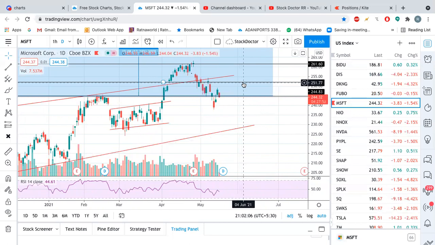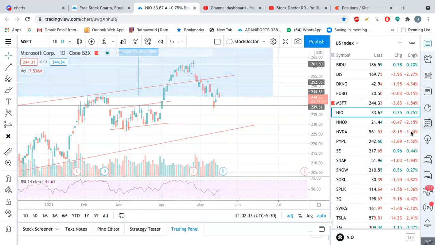So right now for me it's a no trade in Microsoft, but yes, these are the support levels. 245 is the support and 252 is the next resistance. And if it starts closing below 244, then definitely it should go toward the next support of 240 levels.